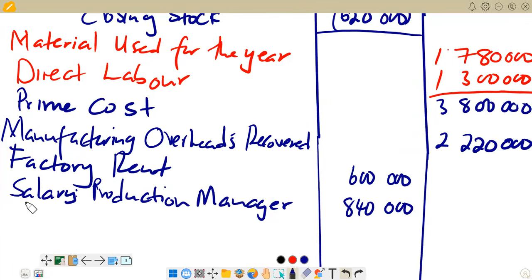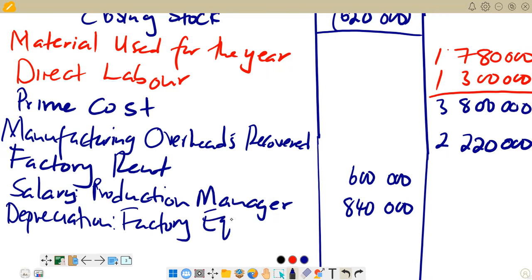So we are going to say depreciation, and this is factory equipment. This is factory equipment, and it's 664,000. Right. So we also go to find out what else do we have in the question.